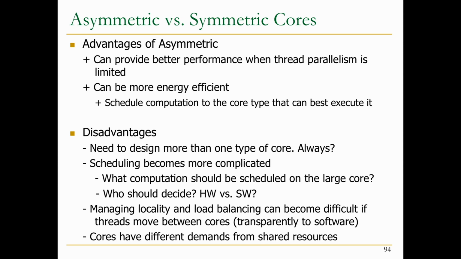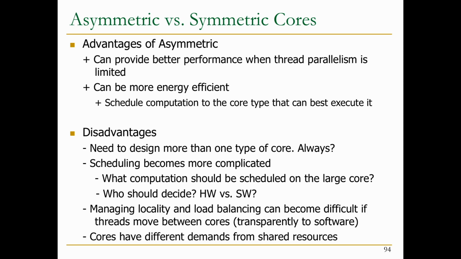Is that always true? That's not always true, because if you do dynamic voltage and frequency scaling, you get some asymmetry. Or you can dynamically scale the structures of a core. That gives you some asymmetry also, right? Clearly, scheduling becomes more complicated with asymmetry. Again, no question about that. Asymmetry always has some cost. What computation should be scheduled on the large core? Who should decide, hardware versus software?